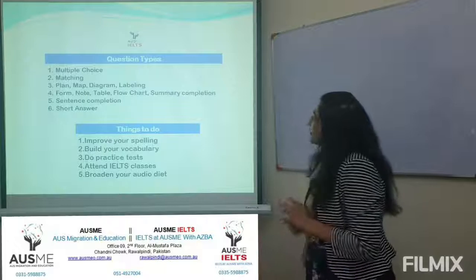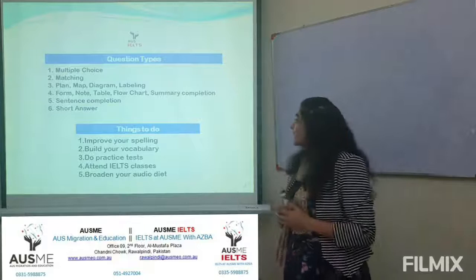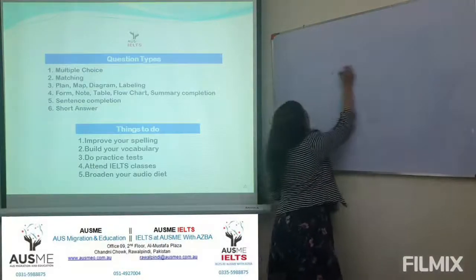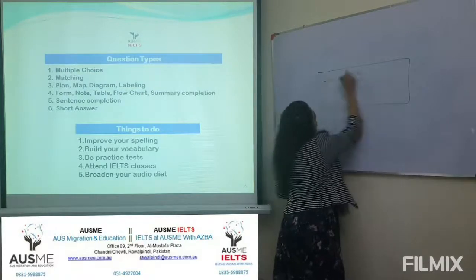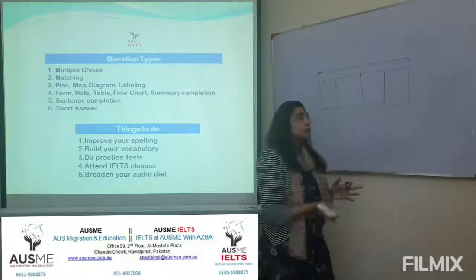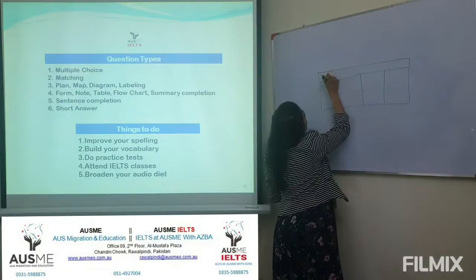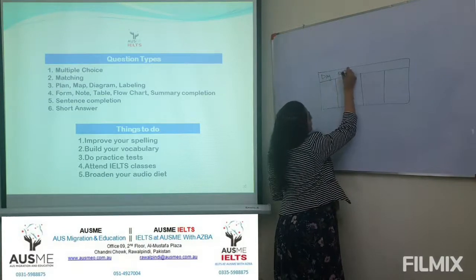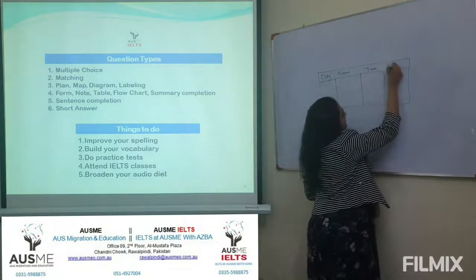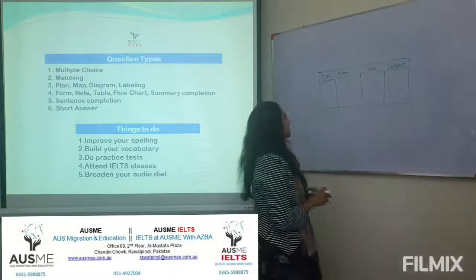we're looking at could be, you could get a form, note, table, flowchart, or even a summary completion. And it could look like something, for example, if this is a table, of course your tables will have headings first. So this could be day, room, time, probably subject. I'm just making these examples up, guys.